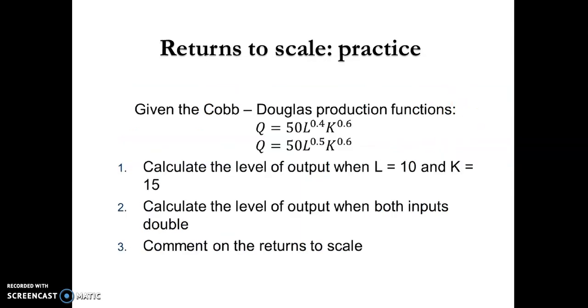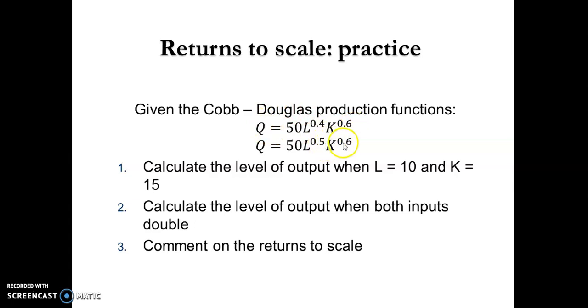Here you're given your Cobb-Douglas production functions, and you've got two notes. These are all positive, right? And here you've got your constant and your exponents alpha and beta. Here you've got 0.4 and 0.6, and you've got 0.5 and 0.6. Now just going on what we learned, if I add those two, it's going to equal 1. So I can immediately say that this function is going to give me constant returns to scale.